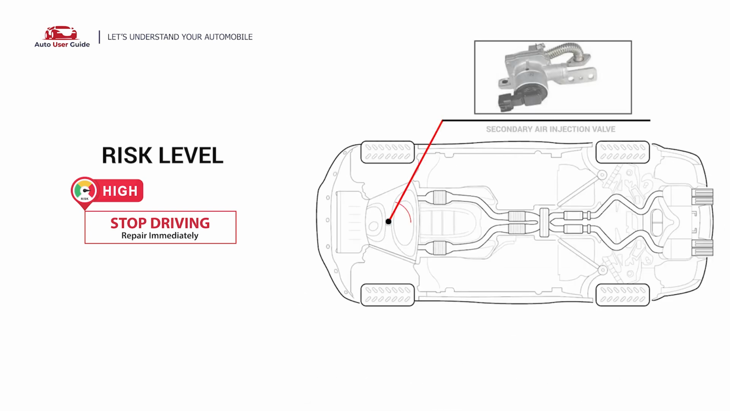The P2447 engine code indicates your vehicle's engine control module, ECM, commanded the secondary air pump on during a cold start to reduce emissions, but detected it remained off or inactive. Under this circumstance, stop driving and repair your vehicle immediately.